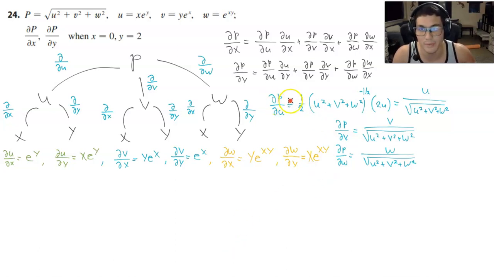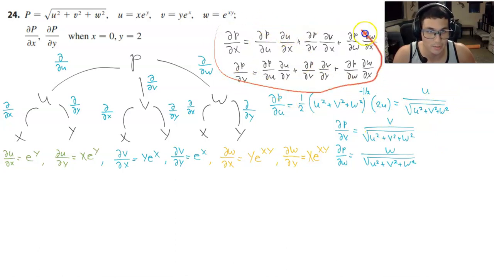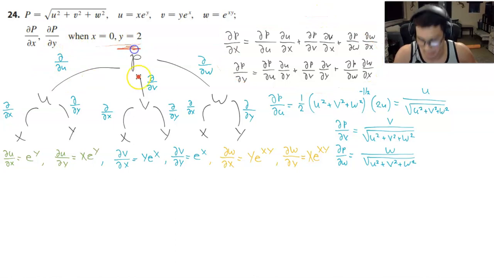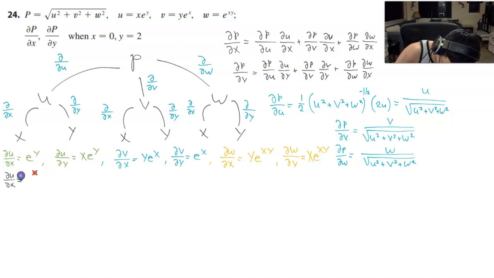The reason I find all these derivatives before I put them in this nice formula is because we've got to evaluate it. So now I'm going to do this part in black. If we evaluate this when y is 2, we get that du/dx is e to the 2, and we get du/dy. If x is 0, thank God it's a 0. We get dv/dx. If y is 2 and x is 0, it's just going to be 2.